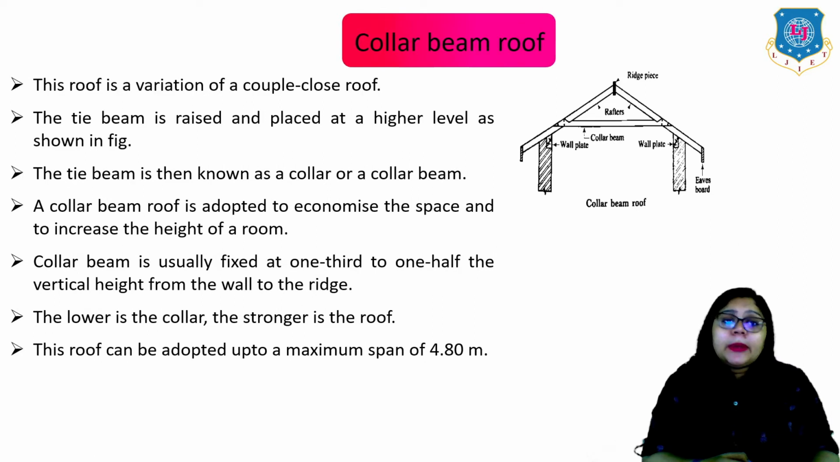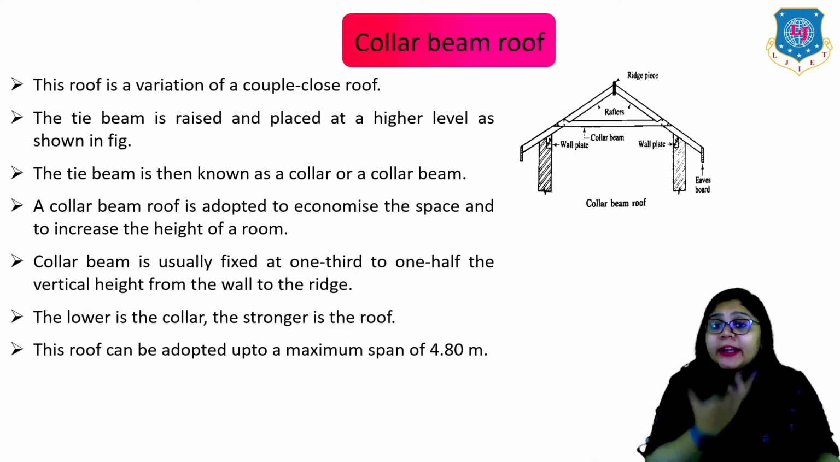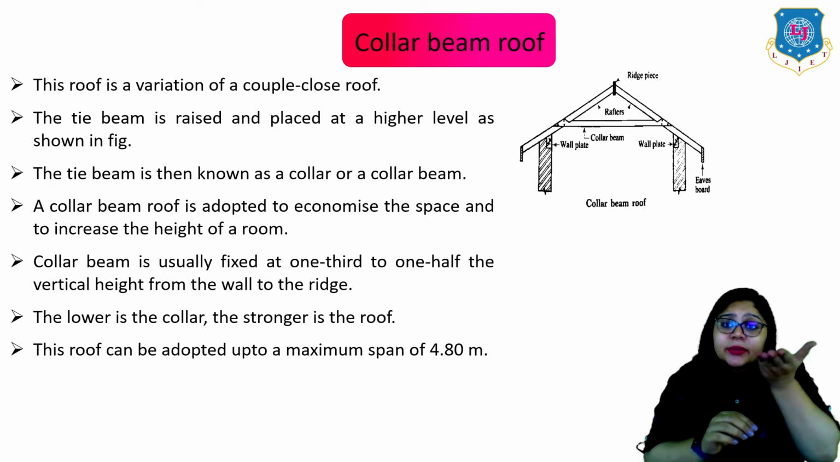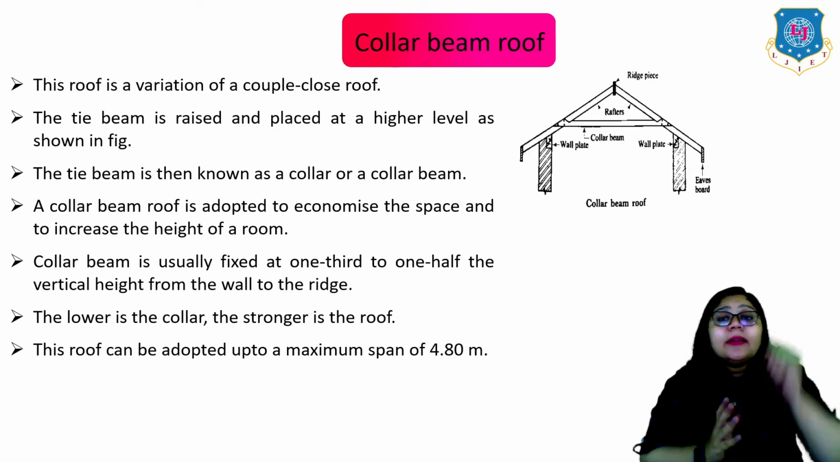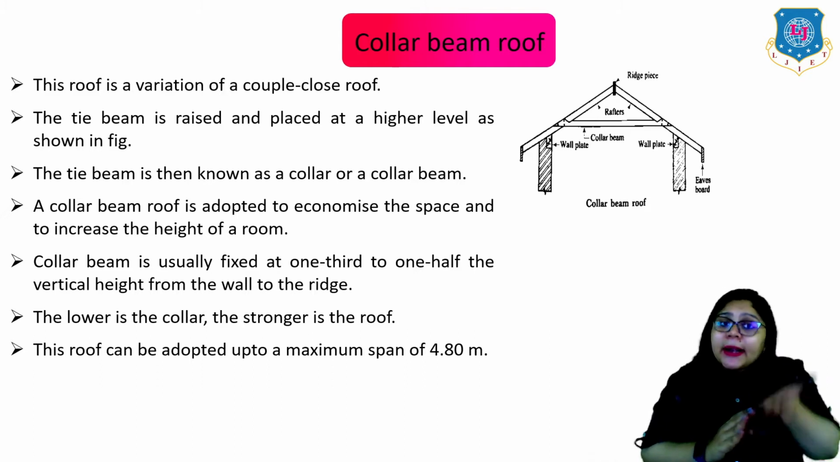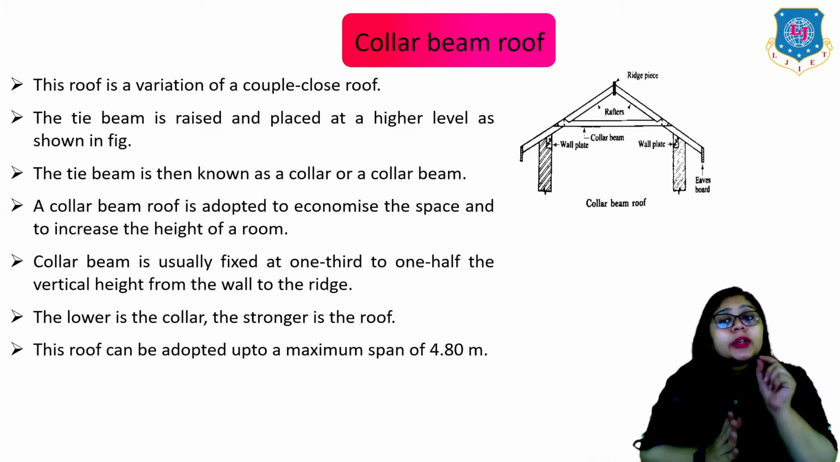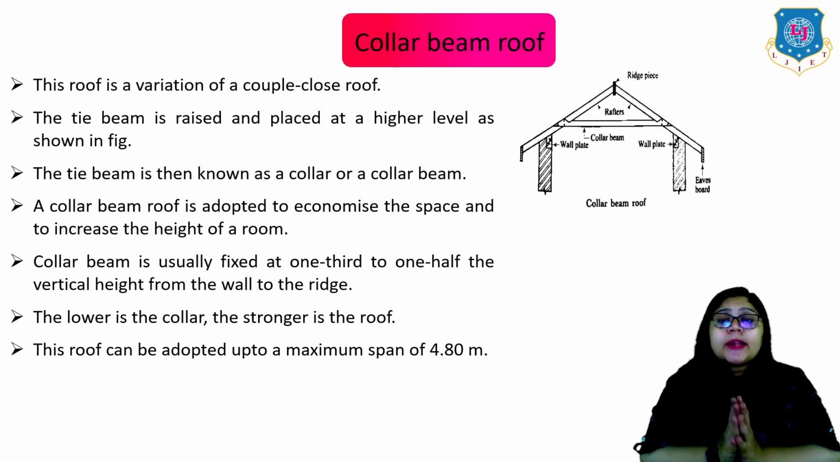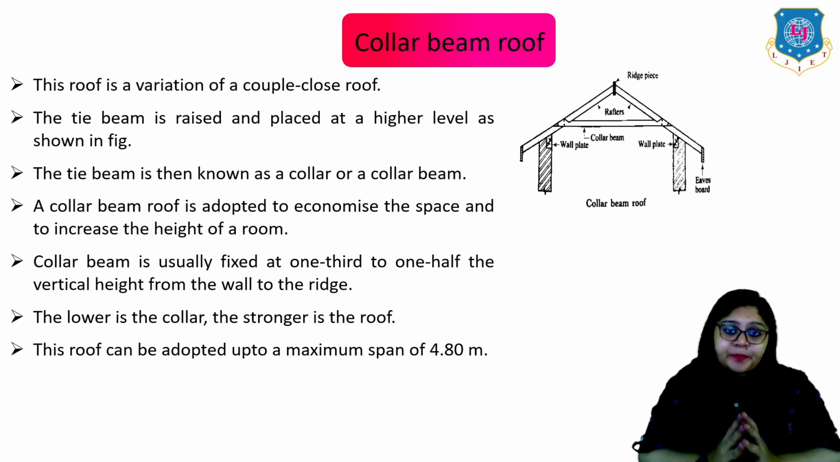Next is the collar beam roof. This roof is a variation of the couple close roof. A tie beam is raised and placed at a higher level as shown in this figure. You can see it is there but at some higher level. So the tie beam is then known as a collar or a collar beam.